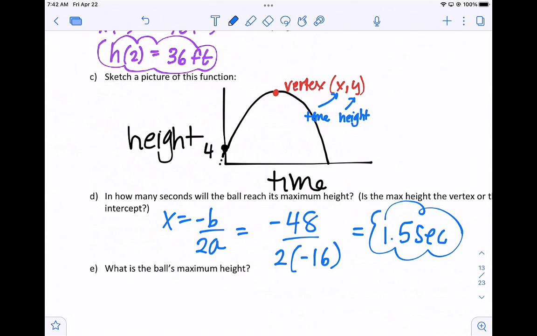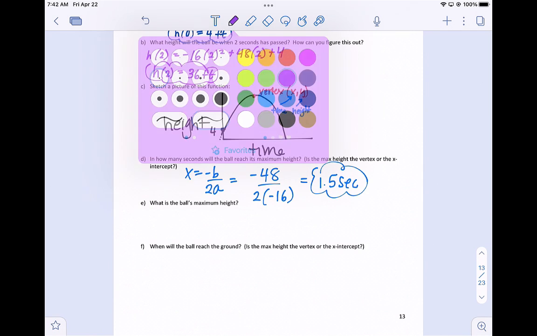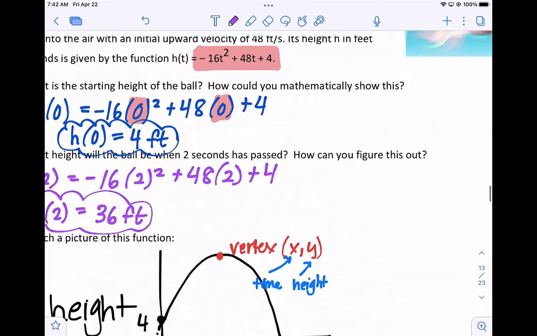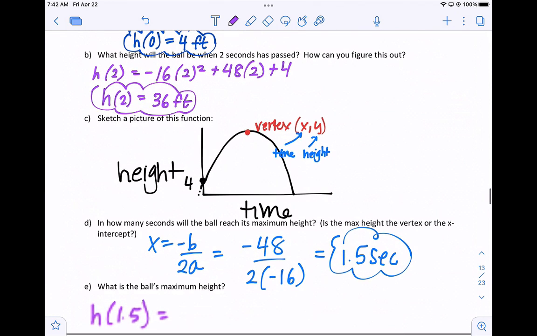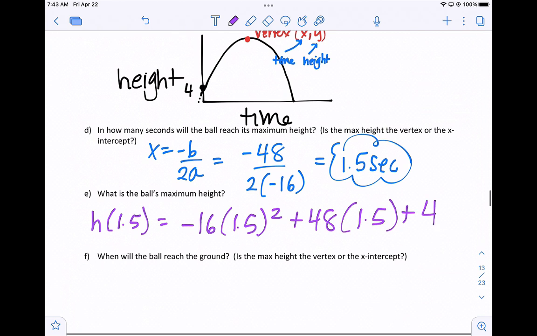What is the ball's maximum height? Okay, so again, we see the height is the y value. And again, we looked at when we found the vertex that the y value is just plugging in. So we're just plugging in 1.5 for every x that we see, or t here, in the original function. So negative 16 times 1.5 squared plus 48 times 1.5 plus the 4 for the starting value.